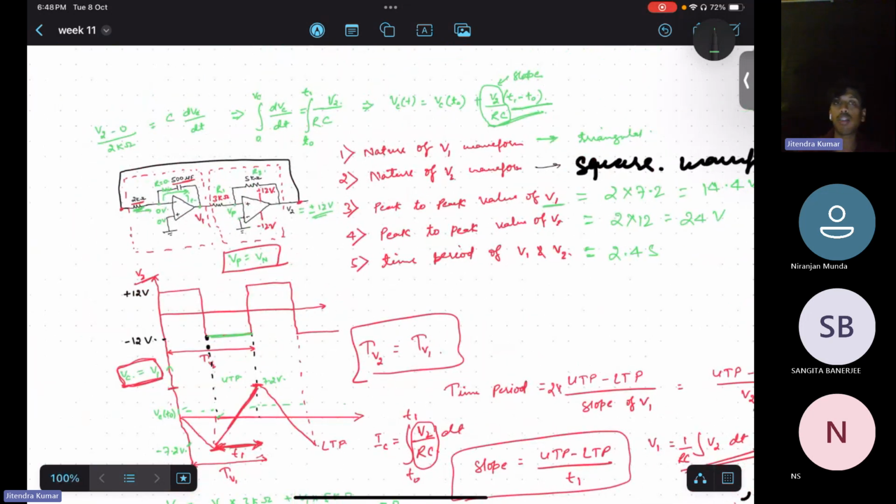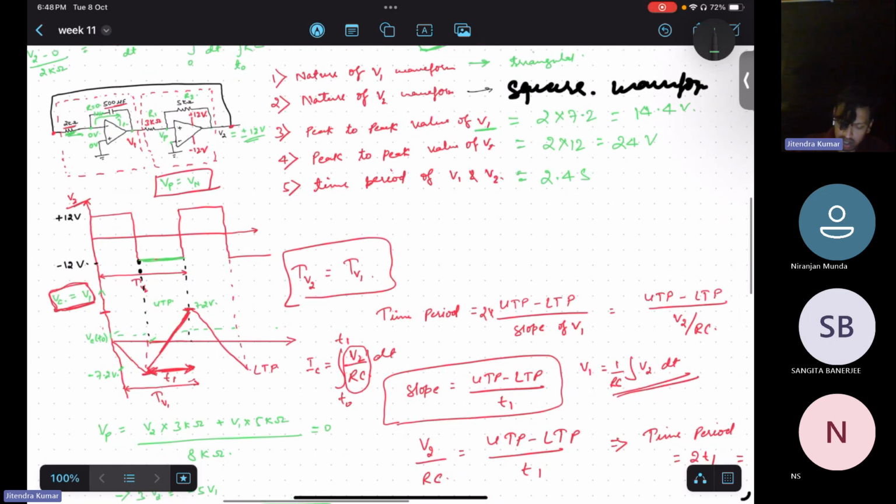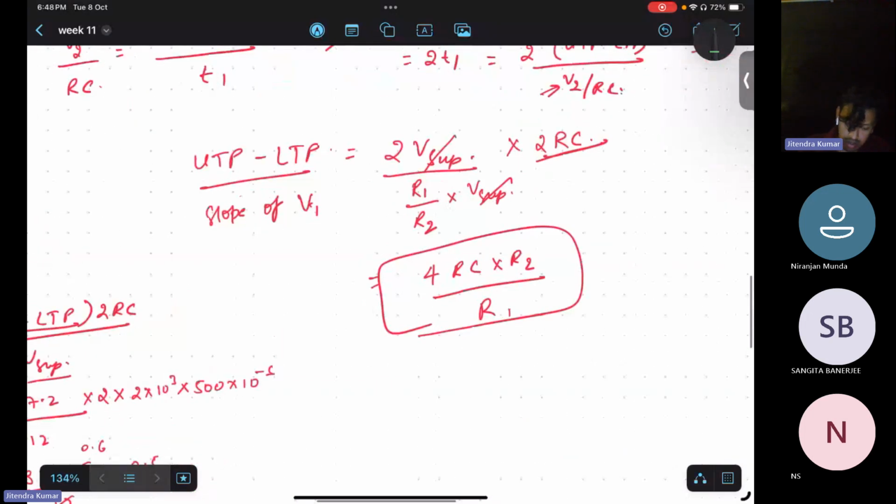Any final doubt before moving towards the other problem? No, sir. Okay, great. Thanks. So let us move ahead. One final thing: this will be the frequency of the circuit.